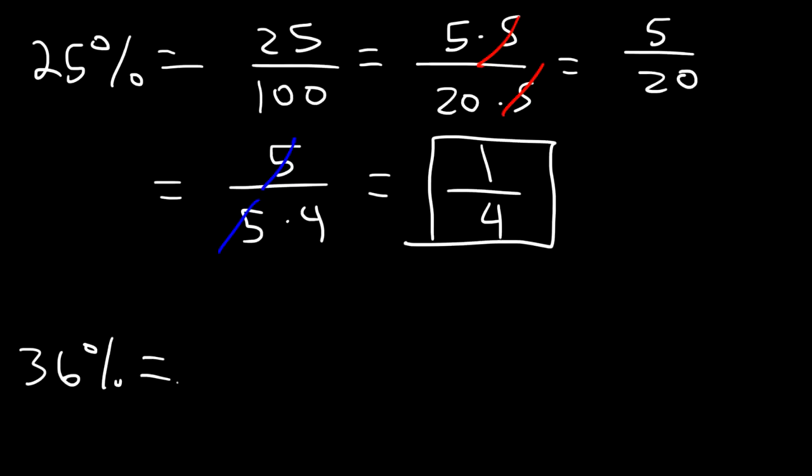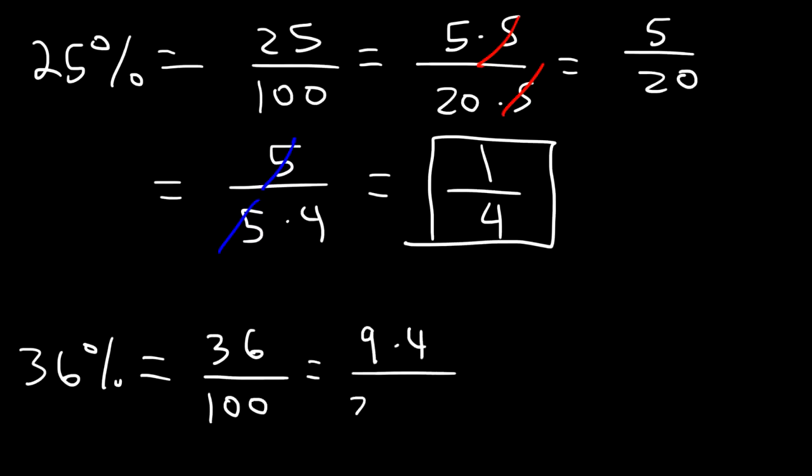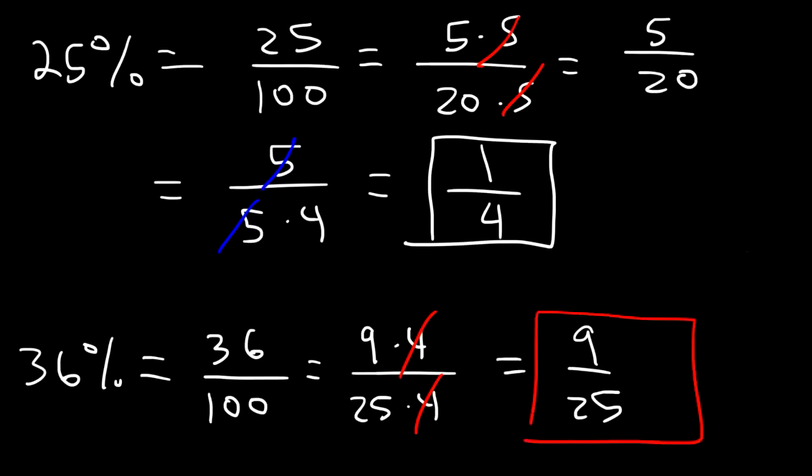Now, let's do the same thing with 36%. Let's write it as 36 over 100. Now, 36 is 9 times 4. 100 is 25 times 4. So we can cancel a 4, and we're left with just 9 over 25. And that's the answer. So 36% is equivalent to this fraction. So now you know a simplified way of converting percentages into fractions.